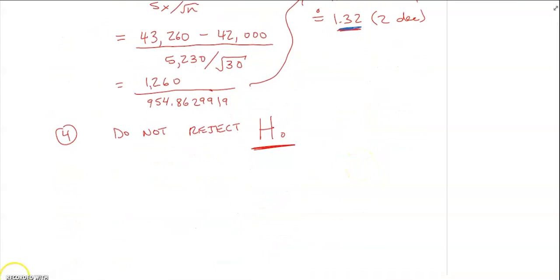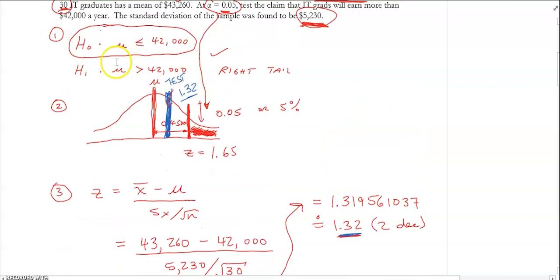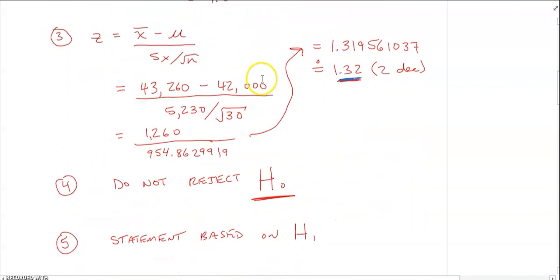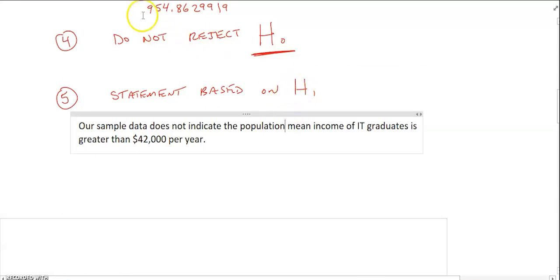And then last, what we're going to do is state our findings. And we're going to make our statement based on our alternative. So we look at our alternative, and it says that the mean is greater than 42,000. So we're going to state the following. Our sample data does not indicate the population mean income of IT graduates is greater than $42,000 per year. So you notice that I stated my conclusion based on my alternative hypothesis.